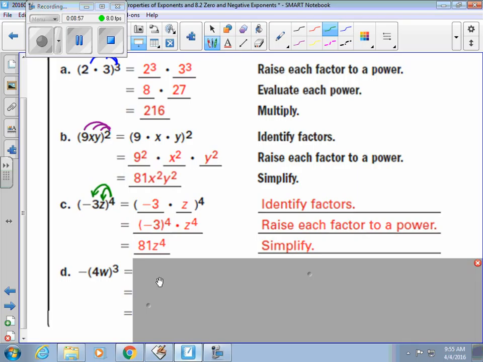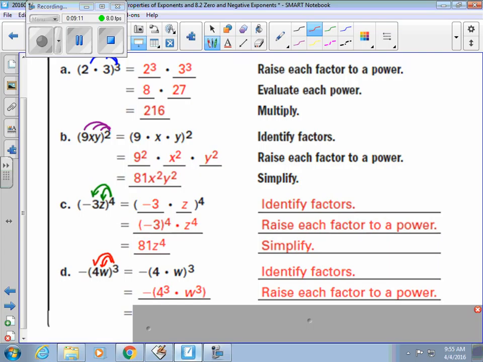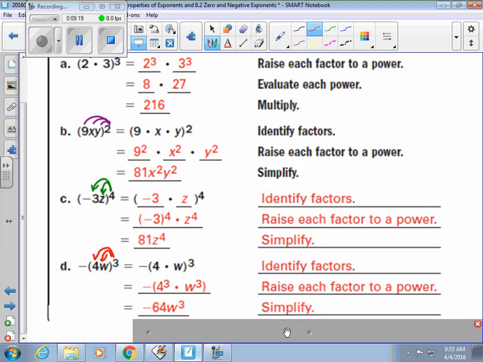And the last one, notice the negative out front of the last one compared to C, the one right above it. It's not negative 4 being raised to the 3rd power. It's only 4 that's getting raised to the 3rd power. 4 and W. So that's just identifying the factors. Negative 4 to the 3rd times W to the 3rd. 4 to the 3rd is 4 times itself 3 times. We know 4 times 4 is 16 times 4 is 64. Then, this is a trick to this one, the negative comes down at the end. Negative 64 W to the 3rd.